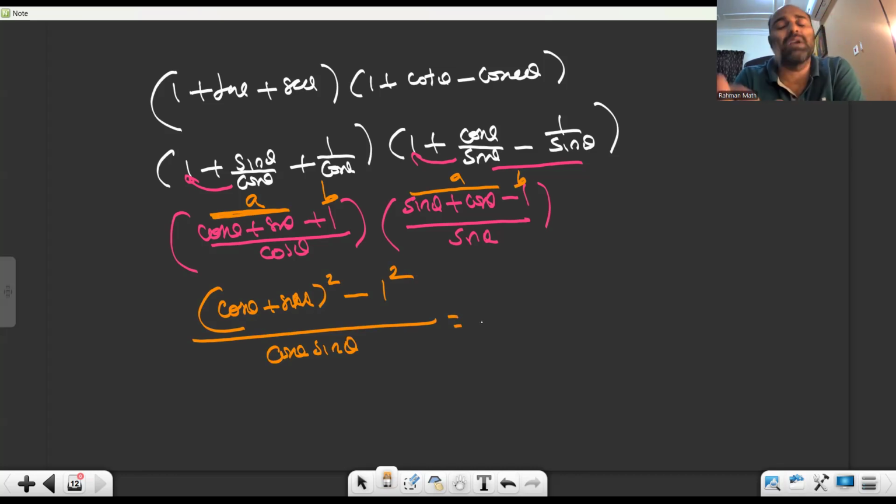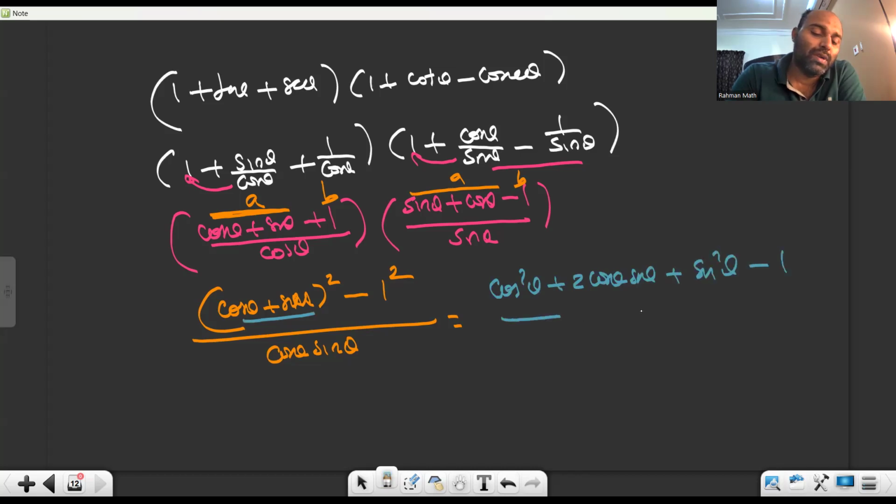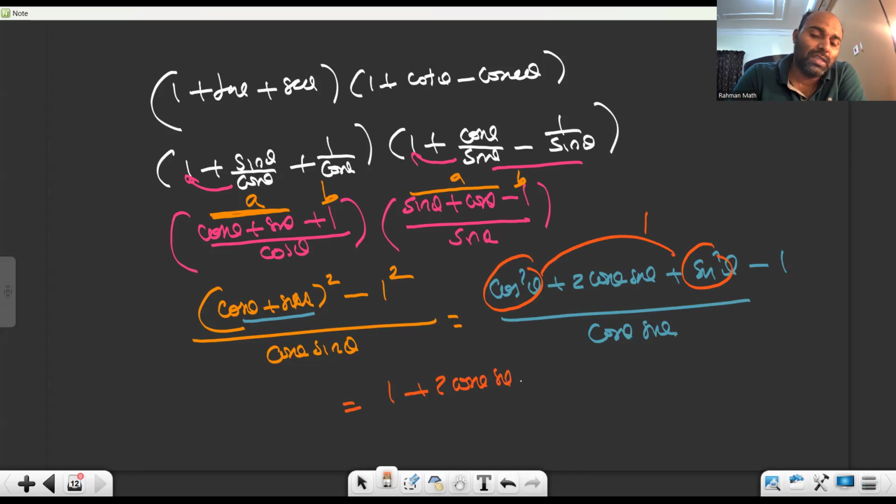Mark the numerator as A and B, otherwise many calculations will come. That's why I told you to check today itself. You also mark A, B and all, then only expand. This is A plus B whole square. What is A plus B whole square? A square plus 2AB plus B square, then minus 1 already there, over cos theta sin theta. Cos square theta plus sin square theta is 1, so 2 cos theta sin theta, minus 1 already there. This one and this one cancel. Finally, 2 cos theta sin theta over cos theta sin theta. Your answer is 2.